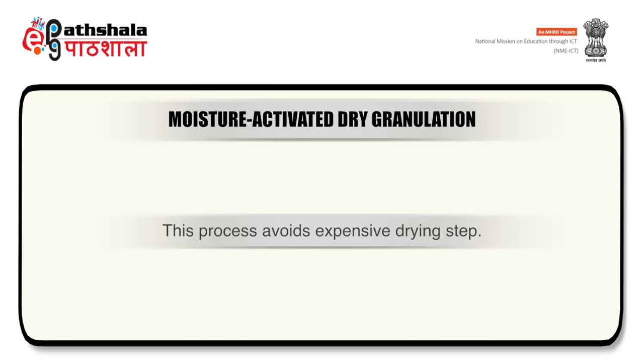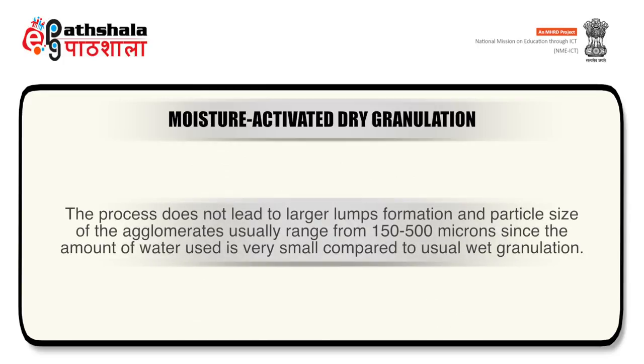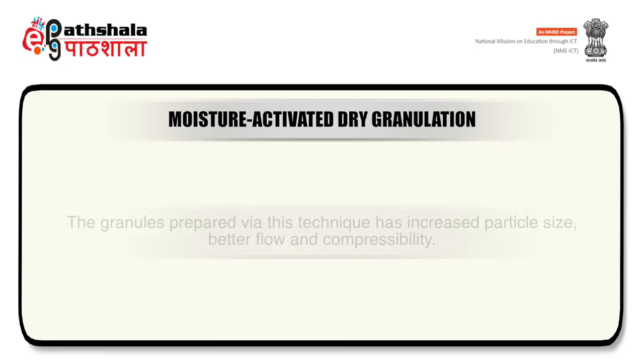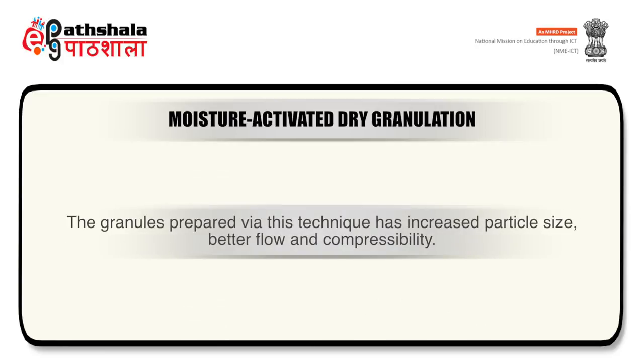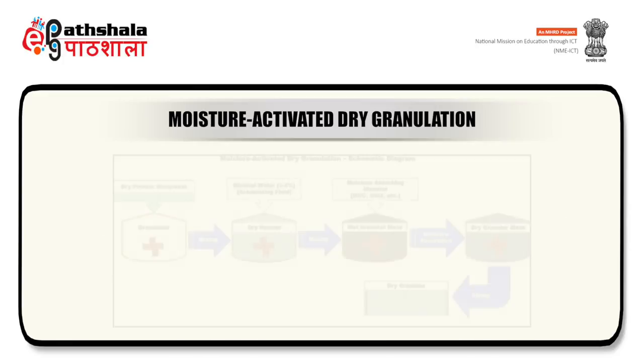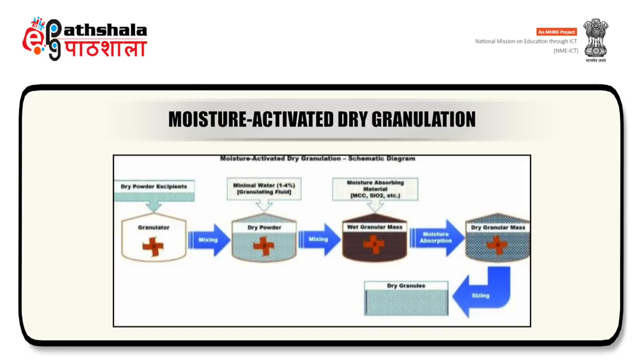This process avoids the expensive drying step. The process does not lead to larger lump formation, and the particle size of the agglomerates usually ranges from 150 to 500 microns, since the amount of water used is very small compared to usual wet granulation. The granules prepared via the technique have increased particle size, better flow, and compressibility. Also refer to the schematic diagram.